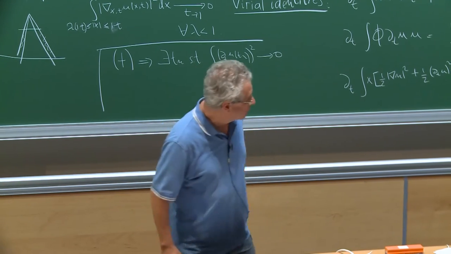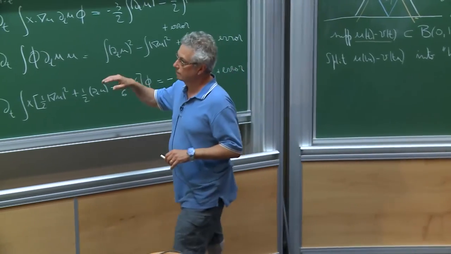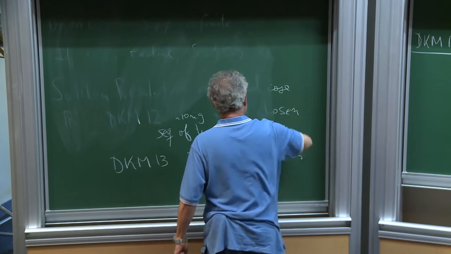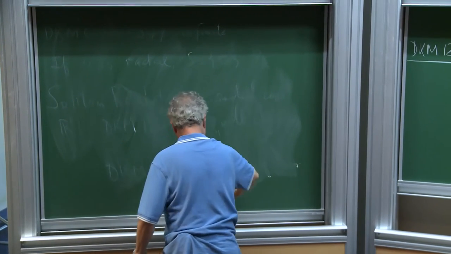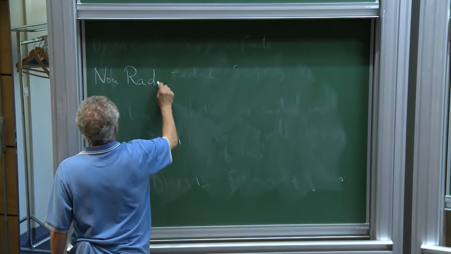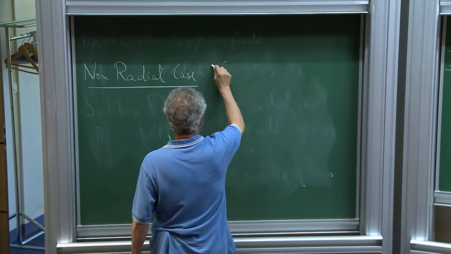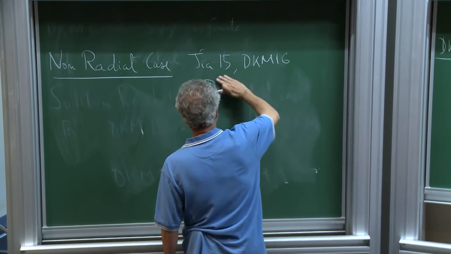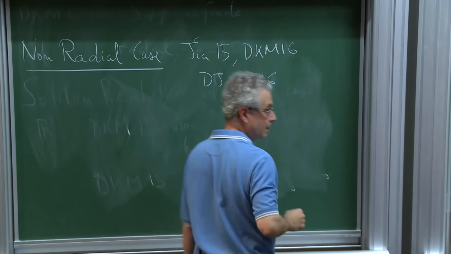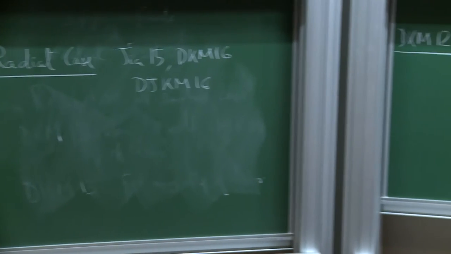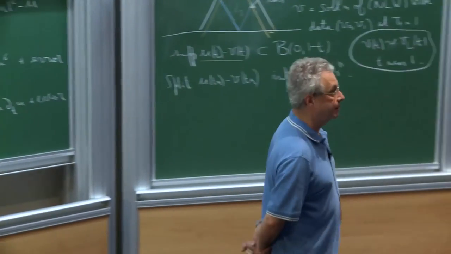Okay. So I'm going to now go to the non-radial case, okay? So non-radial case. This is work of Gia, 15, DKM, 16, and DJKM, 16. So there's three papers comprising this work. Okay? And I'll explain how it goes. So, but the first thing I want to say is, what are the difficulties in the non-radial case? Let's try to see.